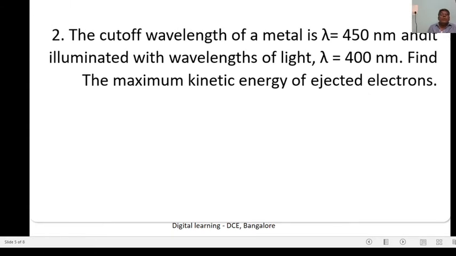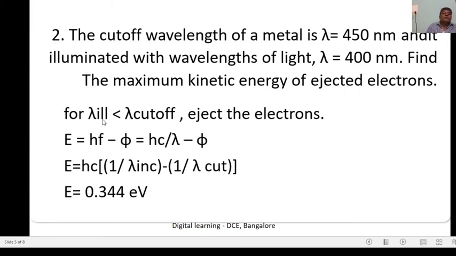That's all. Second problem: the cutoff wavelength of a metal is lambda equal to 450 nanometer, and it is illuminated with light of wavelength lambda equal to 400 nanometer. Find the maximum kinetic energy of the ejected electrons.